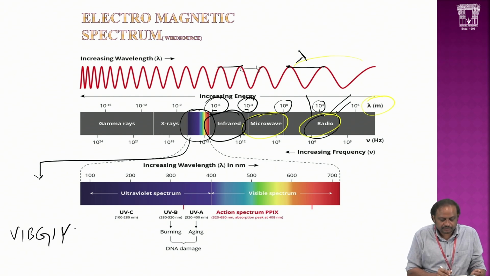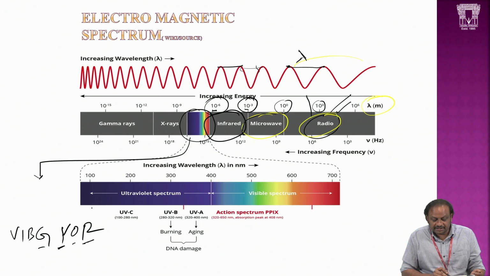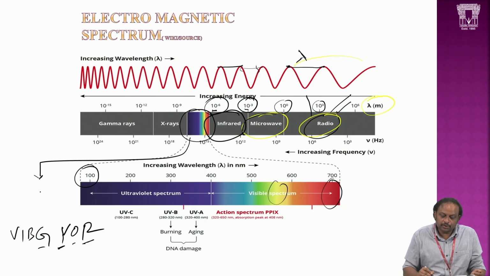VIBGYOR spectrum. So violet, indigo, blue, green, yellow, orange and red. If you observe here, it starts from violet, indigo, blue, green, yellow, orange and red. Red has the highest wavelength, and it can range from 100 nanometers to 700 nanometers. And this is usually a visible band, where our eyes are sensitive enough to see. Whereas infrared and microwave, we don't see. And similarly, X-rays and gamma rays also, we don't feel or see.